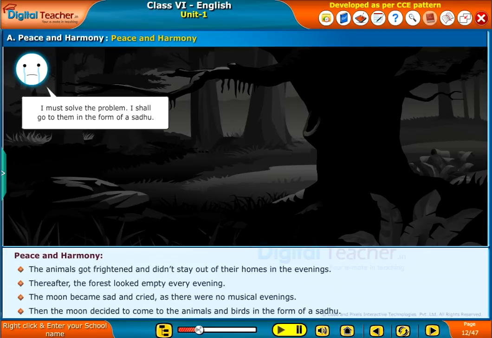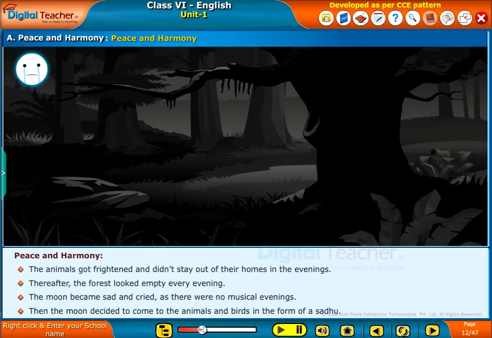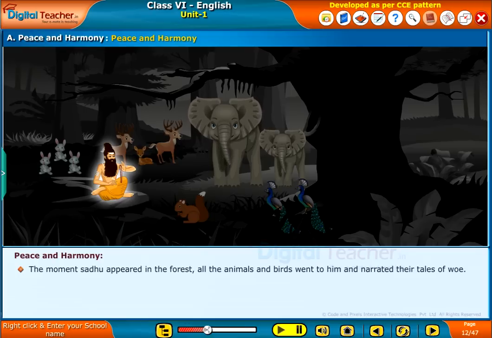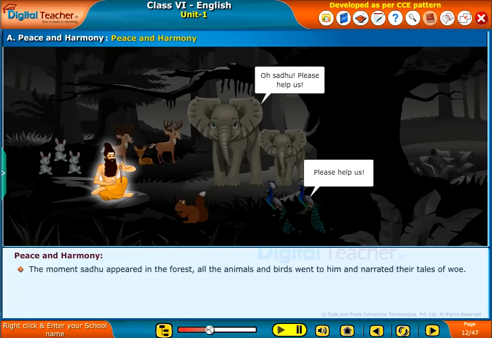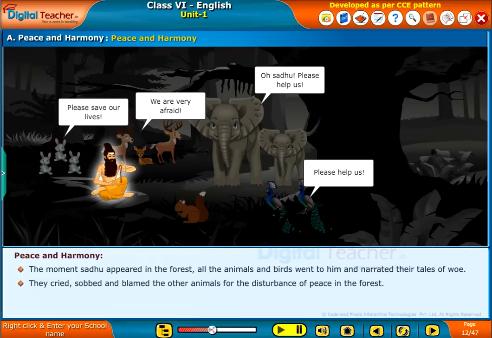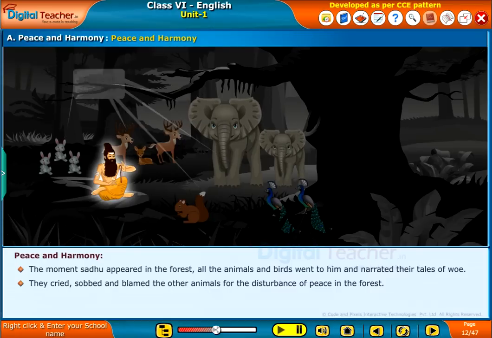"I must solve the problem. I shall go to them in the form of a sadhu." The moment the Sadhu appeared in the forest, all the animals and birds went to him and narrated their tales of woe. "Oh Sadhu, please help us. Please save our lives. We are very afraid." They cried, sobbed, and blamed the other animals for the disturbance of peace in the forest. "This is all their fault."